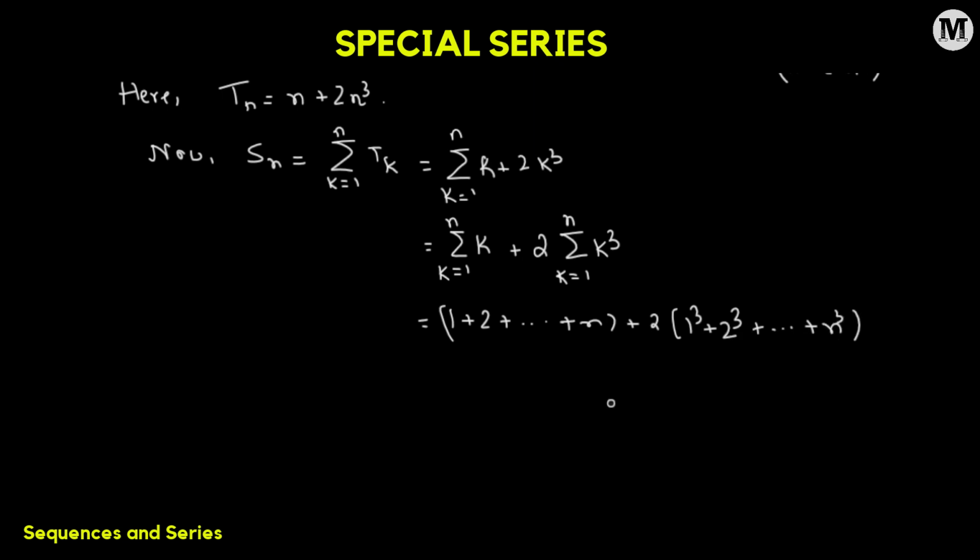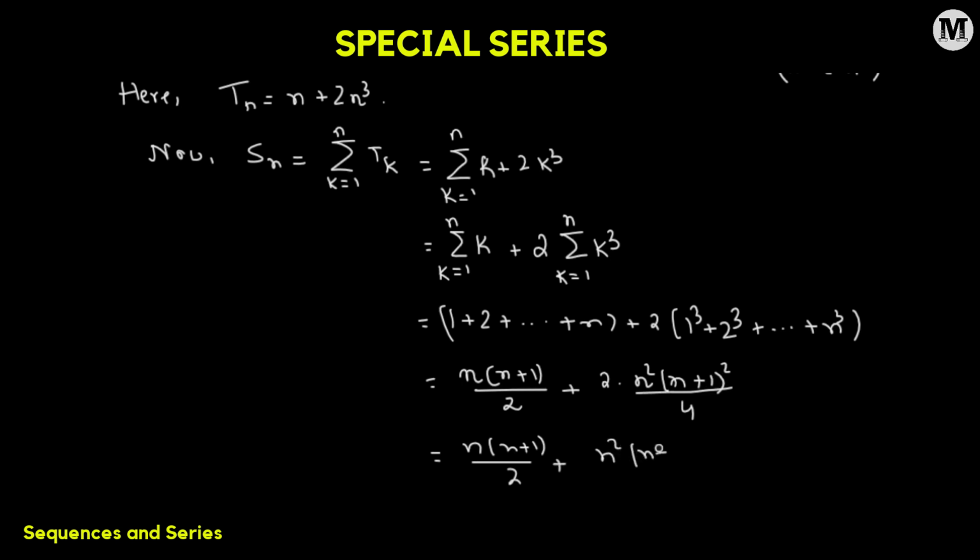Now we have a formula for each of them. The sum of the first n natural numbers is given by n times n plus 1 divided by 2, added to 2 times the sum of the cubes of the first n natural numbers, which is given by n squared times n plus 1 whole squared divided by 4. Fine. So now we have n times n plus 1 divided by 2, added to n squared times n plus 1 whole squared divided by 2.